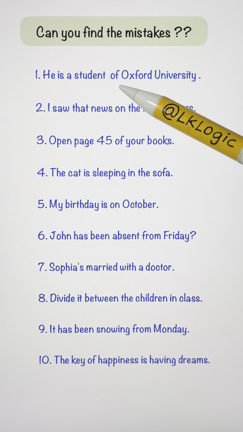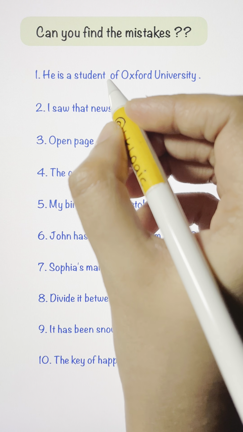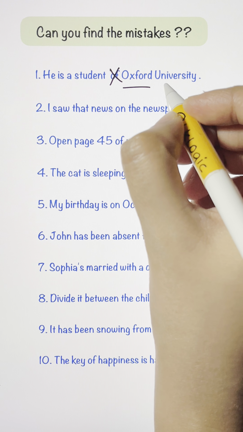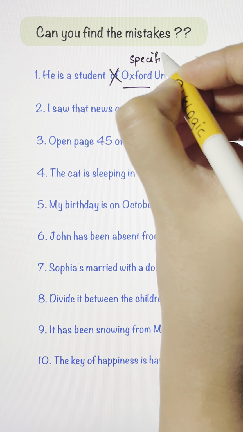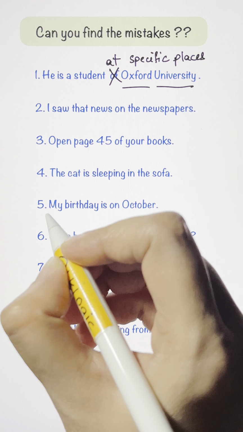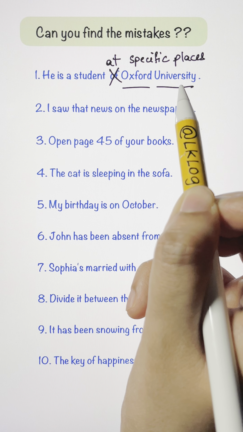He is a student of Oxford University. So, what do you think? Why is the sentence wrong? So, what's wrong here? He's a student of Oxford University. Now, here we don't use of. You know why? Because here we have Oxford University. Whenever you mention specific places or buildings, we use at. Alright, he's a student at Oxford University. That's right.